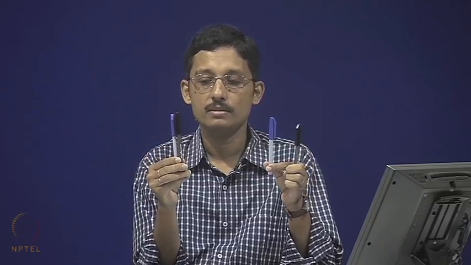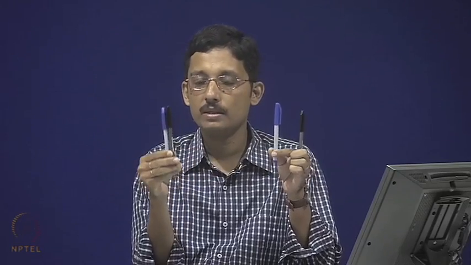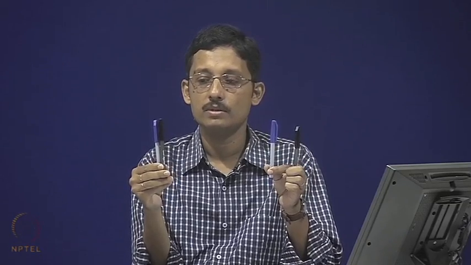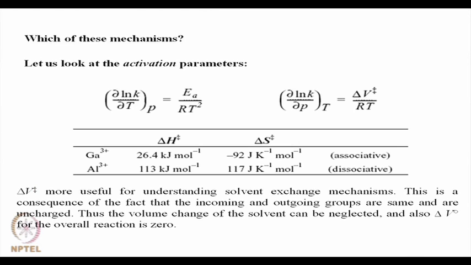So, entropy for this transition will be less. Less means the difference is negative. In the reverse case it is from this to that, so it is less to more, so a positive value. That is why we have termed the 117 case to be dissociative and the minus 92 case to be associative.